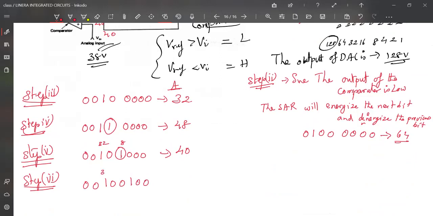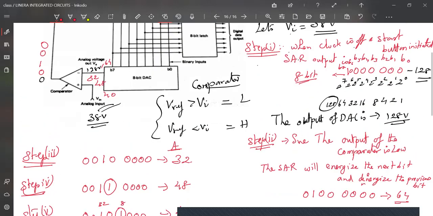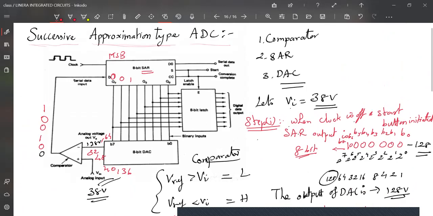So this is 32 and the value for this will be 4. So the value will become 36. So the analog value 36 will be present across the comparator. Now 36 is lesser than 38. The output of the comparator will be high. The clock pulse will be given.